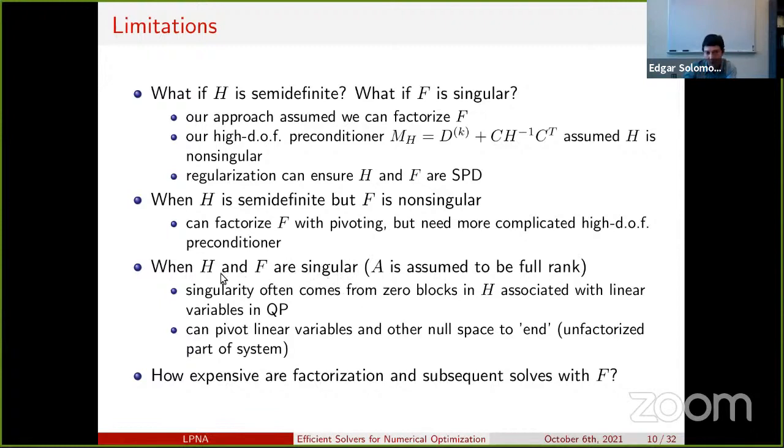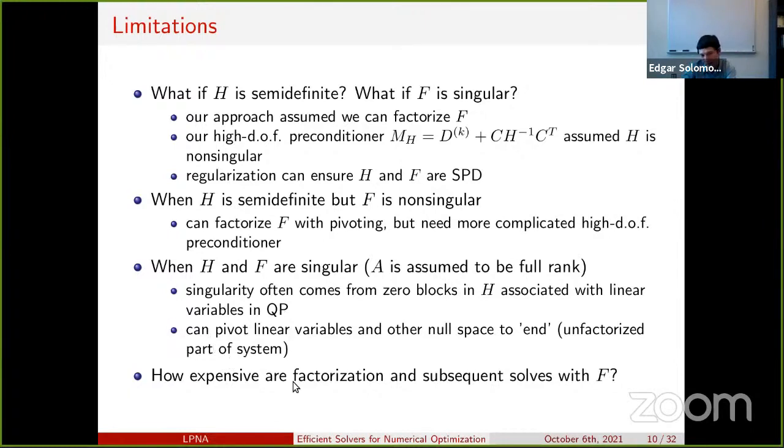The harder case is when both H and F are singular. In this case, we are working on an approach that essentially does a rank revealing factorization, or simply looks at the structure of the matrix and notices, okay, I have 0 blocks corresponding to linear variables, and then pivots those to the end of the matrix, so essentially to the block that will also have decay, so that part of the system is not factorized. But we have not fully evaluated these methods yet.